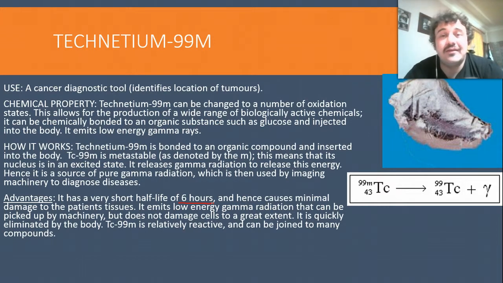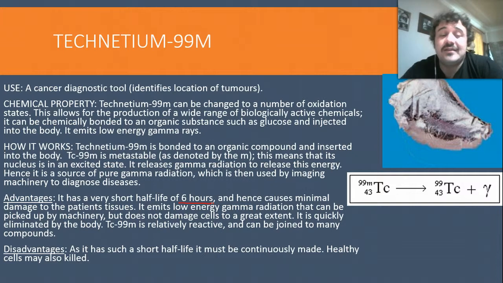Okay, so this is the opposite of cobalt. Cobalt has a long half-life, which is useful for it. It's fairly inert, whereas this one's super reactive, so we can bond it to glucose and inject it into certain tissues to be used. This is a very short half-life, which means it won't be radioactive in the body for very long.